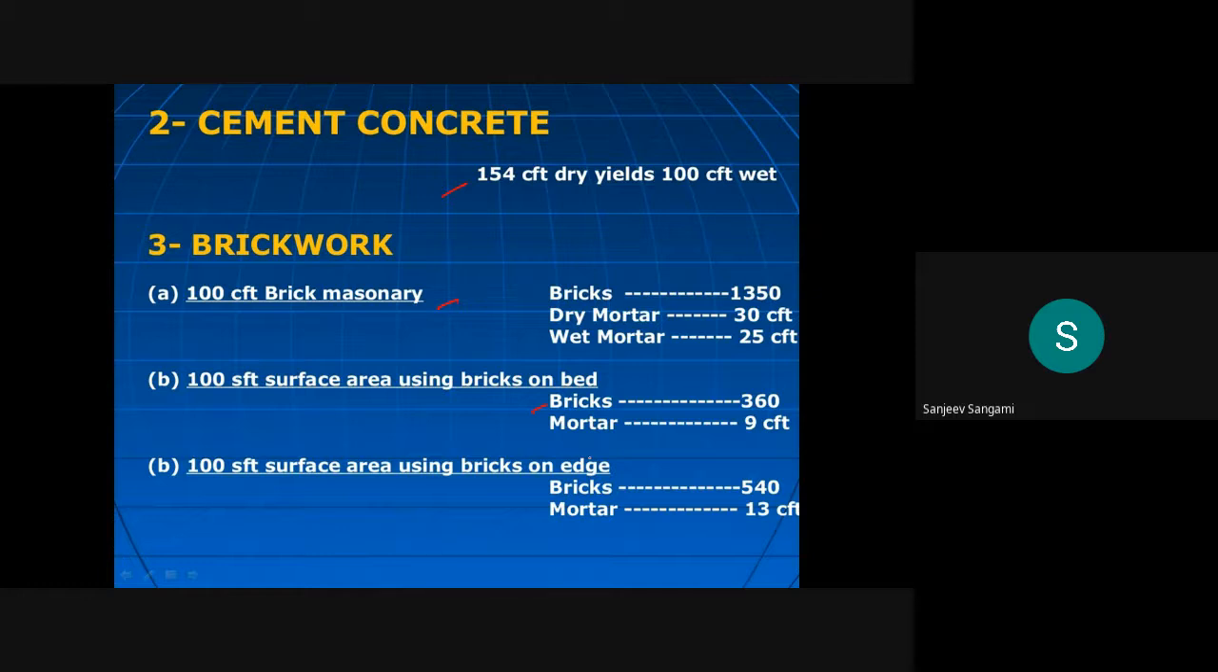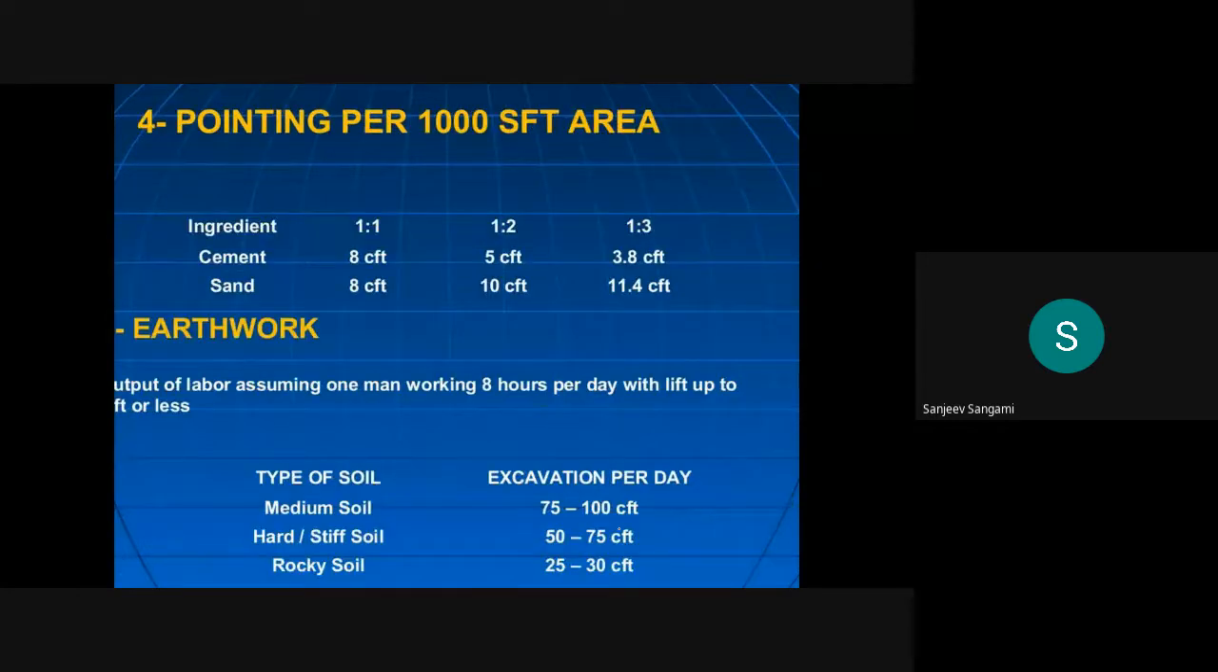Then for 100 square feet surface area using bricks on edges, the number of bricks is 540, and mortar of 130. Of course, these bricks are in standard dimensions. Then pointing per 100 square feet area.